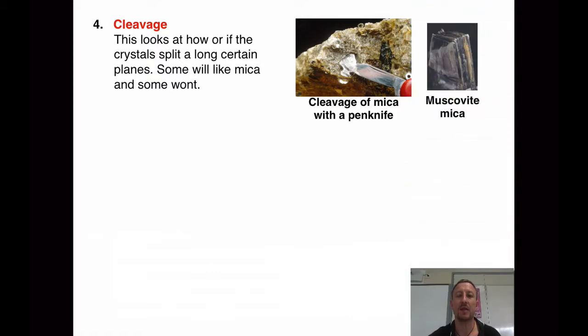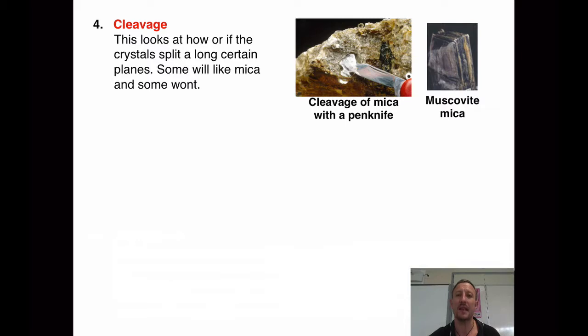Okay, next one is cleavage. Now, cleavage looks at how well the mineral can be split, how well the crystals are put together, and it works on planes. Now, if you look at muscovite mica on the right-hand side here, you can see that it's got very defined layers, and as a result, you can see in the first photo that the penknife can actually cut through those layers. Now that cutting through is what we call cleavage.